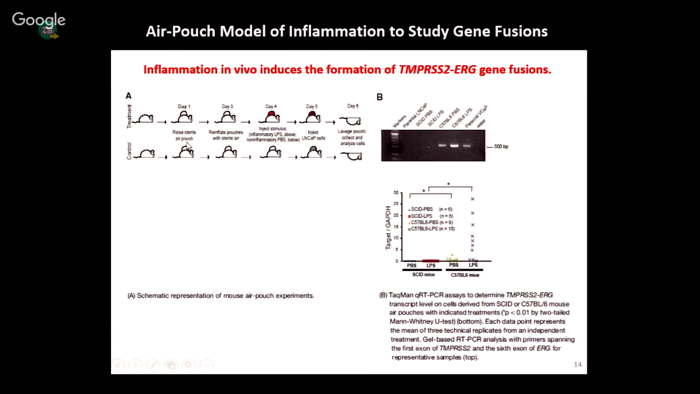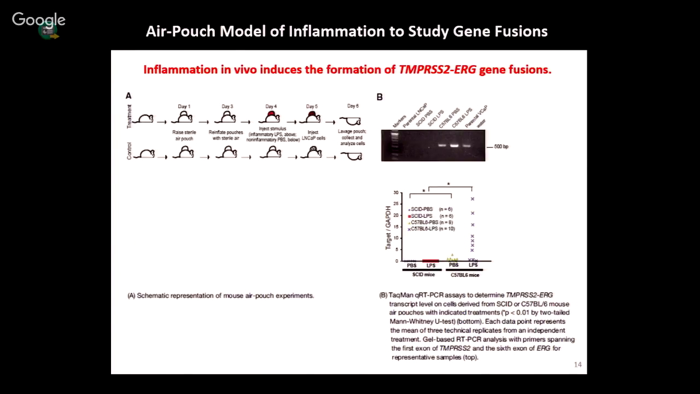First, they raise a sterile air pouch in the mouse dorsal, and they will inject the stimulus, which is the inflammatory lipopolysaccharide, and the control is injected with PBS. Later, they will inject LNCaP cells, and then they will collect the cells and analyze them. They observed the result in control or LPS-treated air pouches raised in SCID or B6 mice.